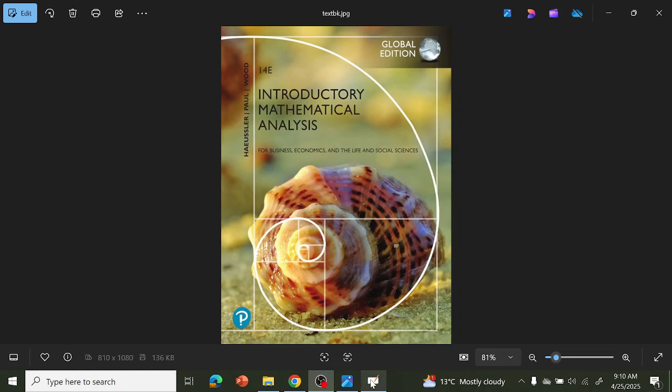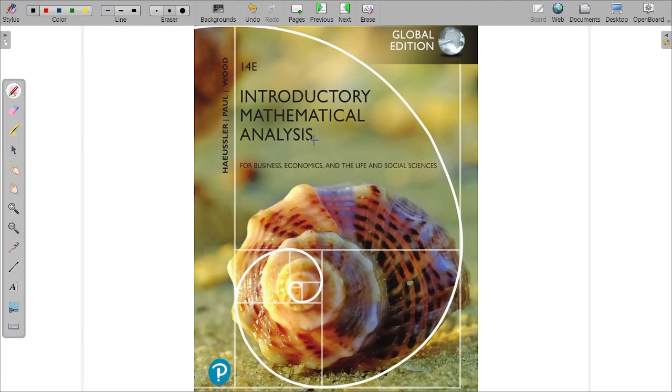All right, welcome back to the second part of the linear programming we started. Again, we are into Introductory Mathematical Analysis A, and we are still in chapter 7.